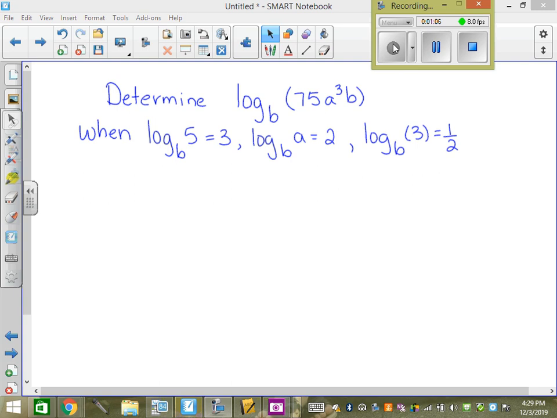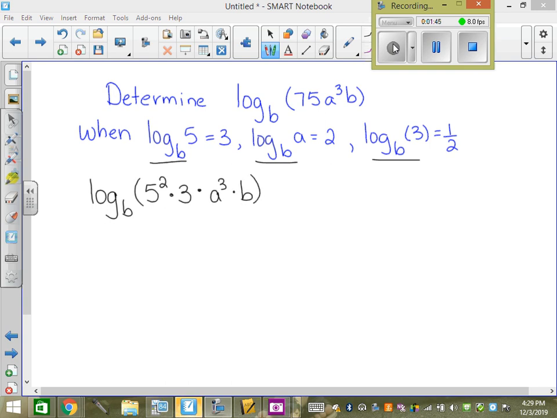So we somehow have to transform this into being log b of 5, log b of a, log b of 3. If I look at the 75, I somehow have to get it to be 5s and 3s. If I can, then I can expand it. So 75 is 25 times 3, which is 5 squared times 3, and then times a cubed times b.